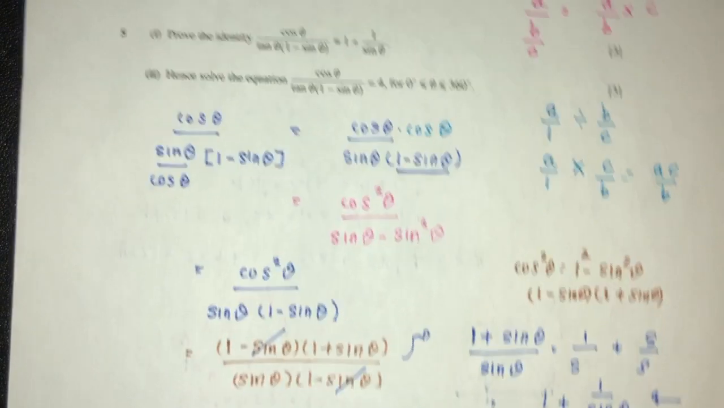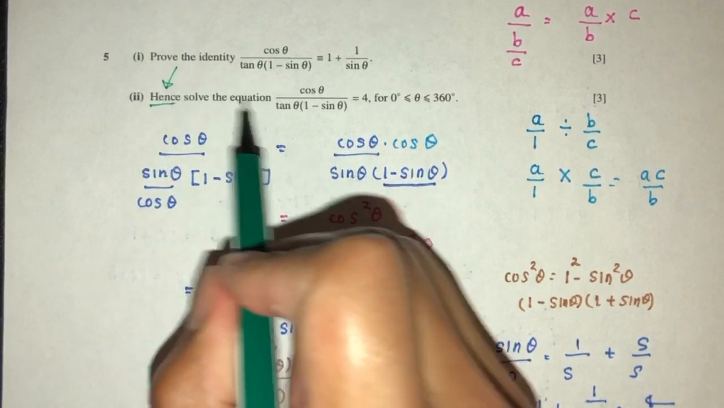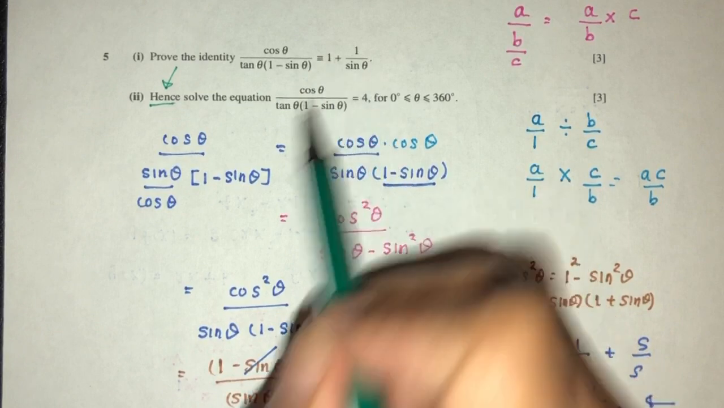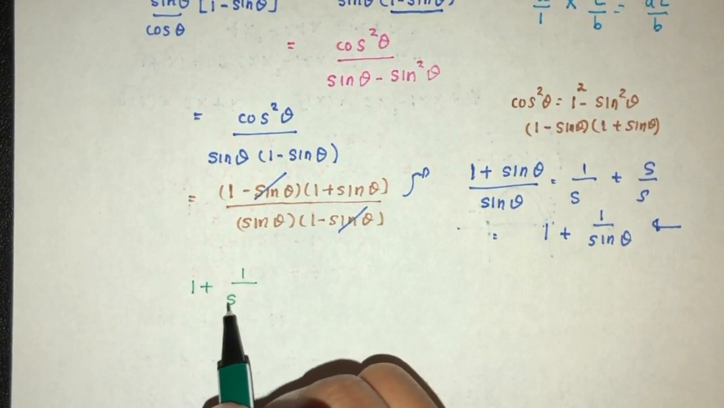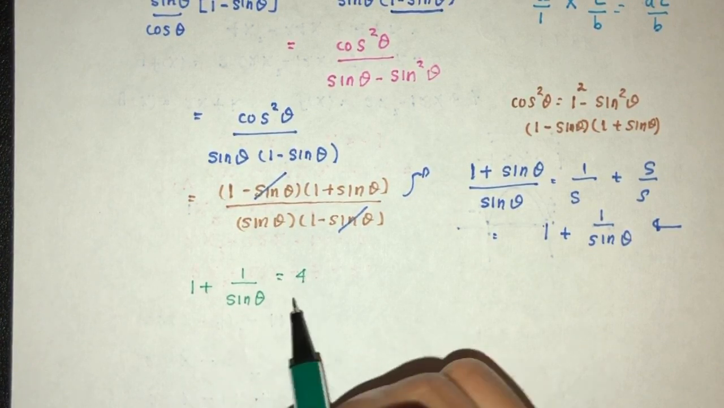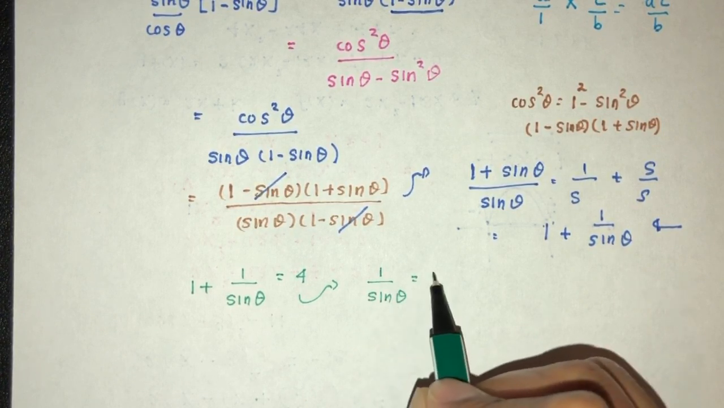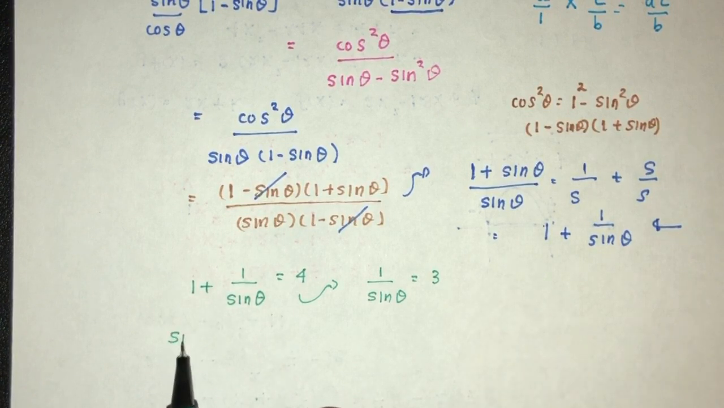Now let's move on to part 2 of your question. Hence means we have to use part 1 to solve this equation. This is the same thing as this, which means this is this. So we have to solve 1 plus 1 over sine theta is equal to the value of 4, which means 1 over sine theta will be the value of 3. Now we can make sine theta the subject, so sine theta will become 1 over 3.